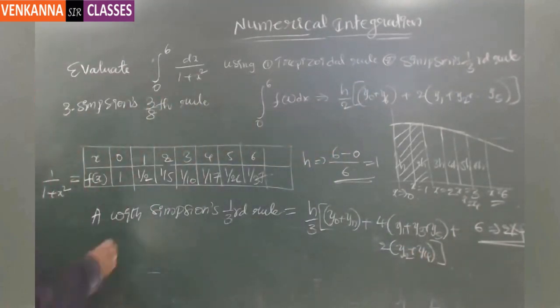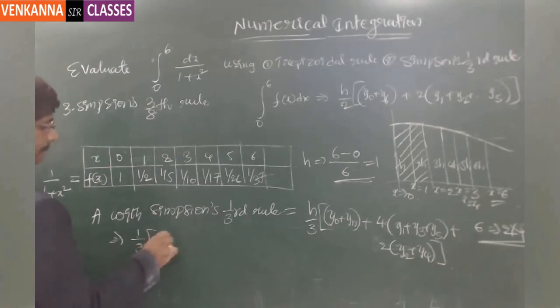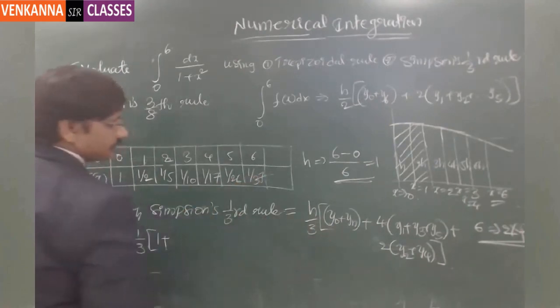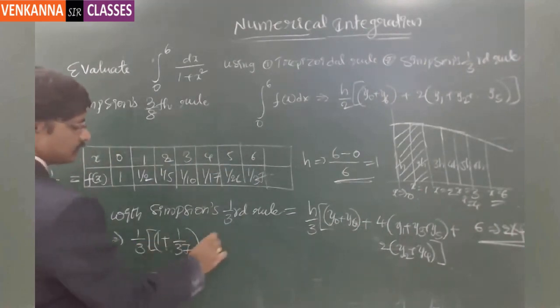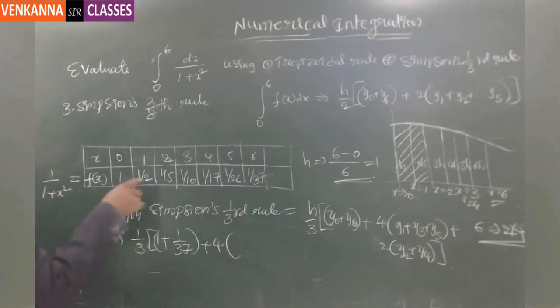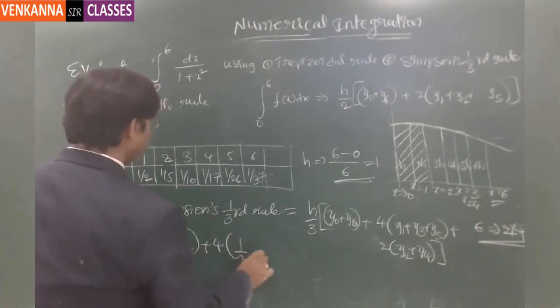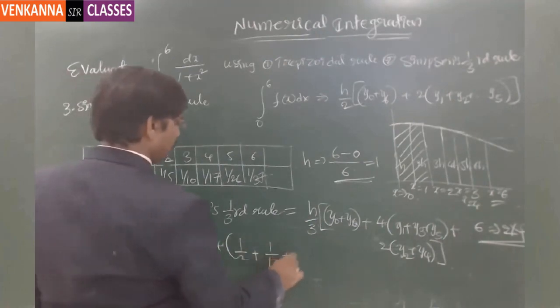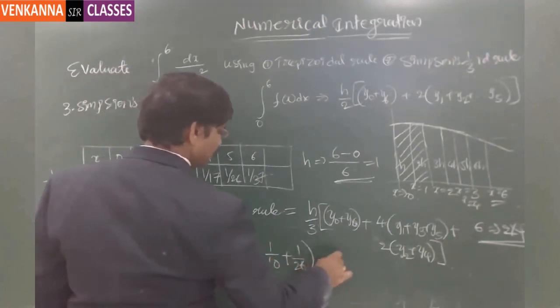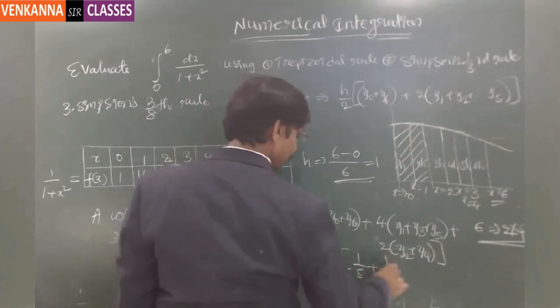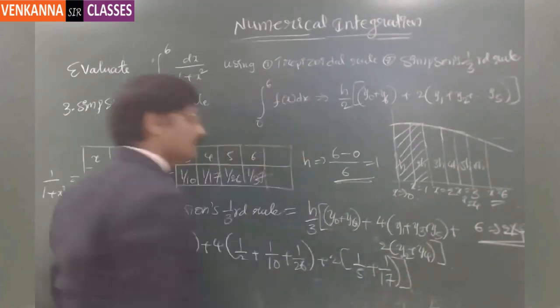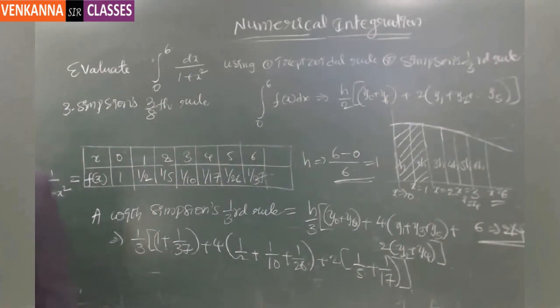Got it? So here h is again 1 by 3 times of y0 value is 1 and yn is now y6. So y6 is 1 by 37 plus 4 times of, so now actually odd numbers are 1 by 2 plus 1 by 10 plus 1 by 26 plus 2 times of even numbers, so 1 by 5 plus 1 by 17. This is the area with the help of Simpson's 1/3 rule. I think this number is coming out to be 1.3662.